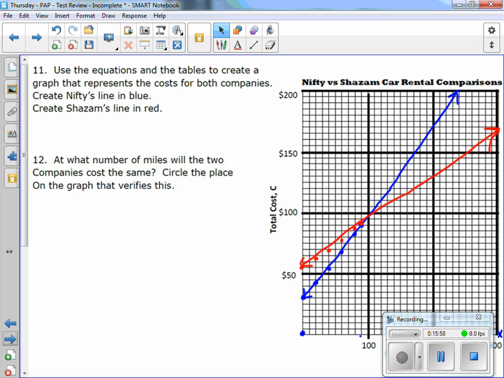At what number of miles will the two companies cost the same? Circle the point on the graph that verifies that. That's this point right here. I know it looks off, but that's because the graph is off. So this point right here at this 90, 90, that's where they intersect. So that's where they cost the same. So this shows you that Shazam is cheaper up until 90. Or sorry, it's more expensive because the line's higher up. And then after that 90 point, it's below. So it's cheaper.